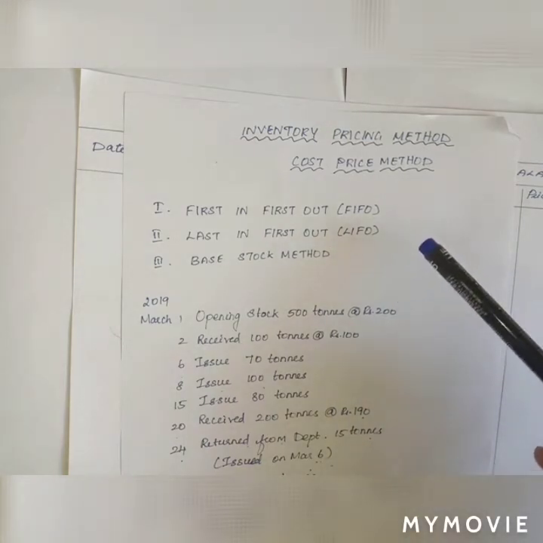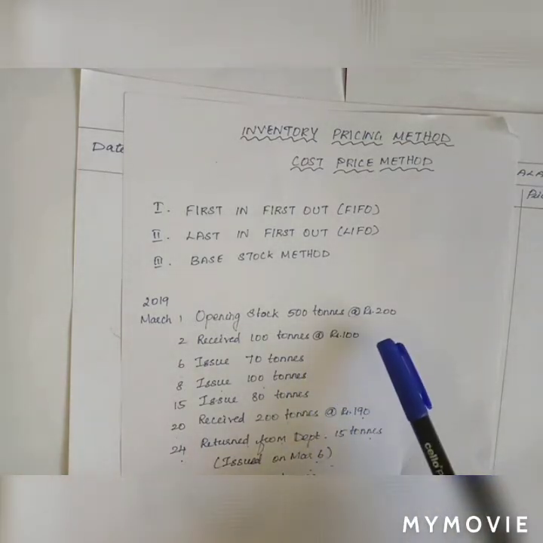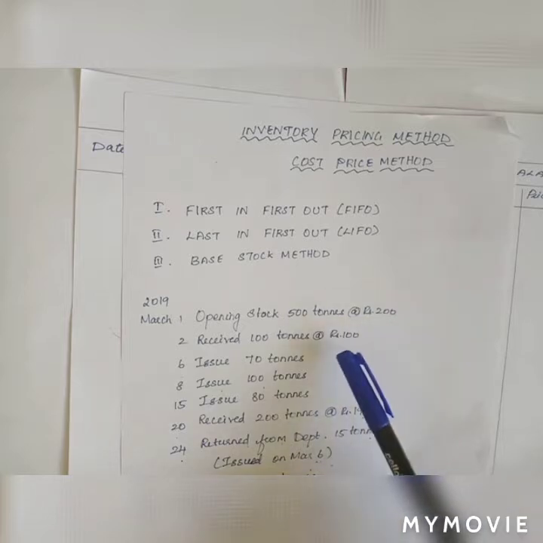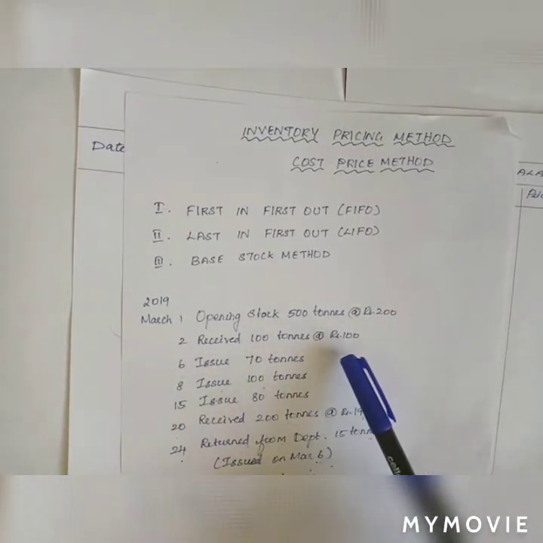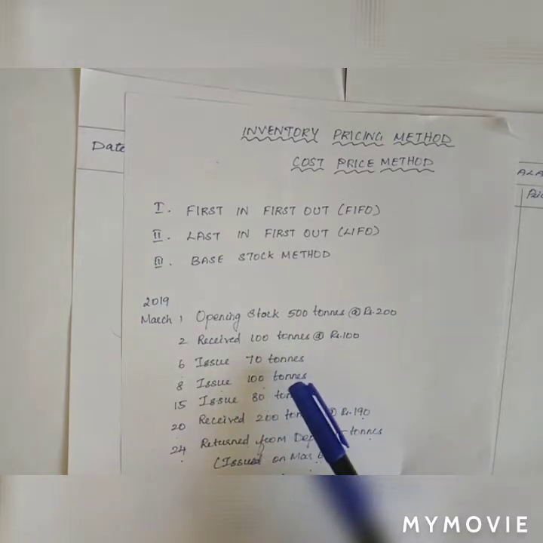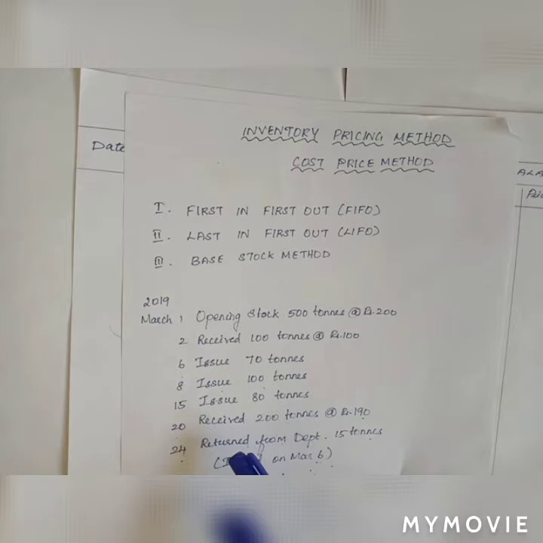So now we'll work out numericals. We'll work out FIFO and LIFO in numericals. I have taken a small example here. You can see this is the data of the month of March. There is an opening stock of 500 tons at rupees 200. On 2nd you have received 100 tons at rupees 100 each, and on 6th you have issued 70 tons. On 8th there is an issue, and on 15th there is an issue.